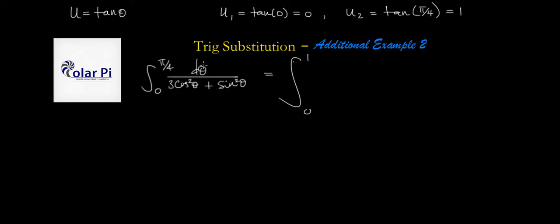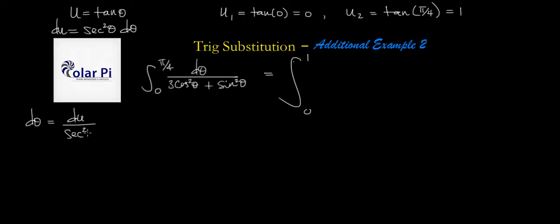And now we need a replacement in terms of u for d theta, cosine squared theta, and sine squared theta. Once we rename these in terms of u, we'll have our entire integral be about u. How do we get to d theta? Based on this substitution that u is equal to tan theta, du is equal to secant squared theta d theta, wherein d theta is equal to du divided by secant squared.